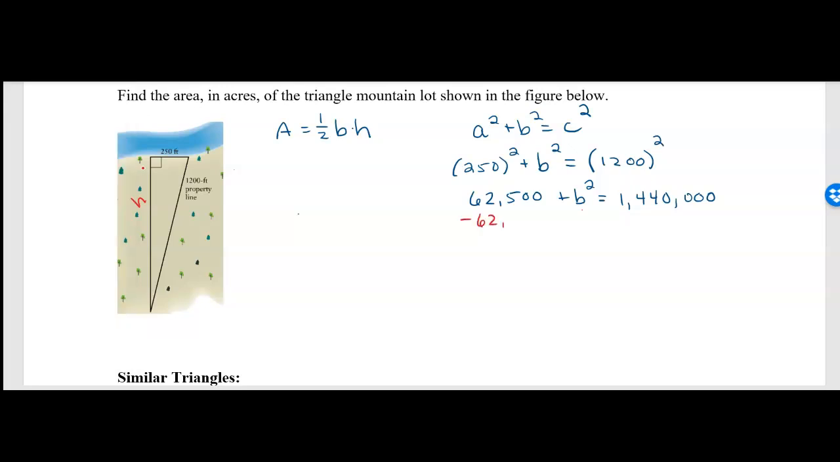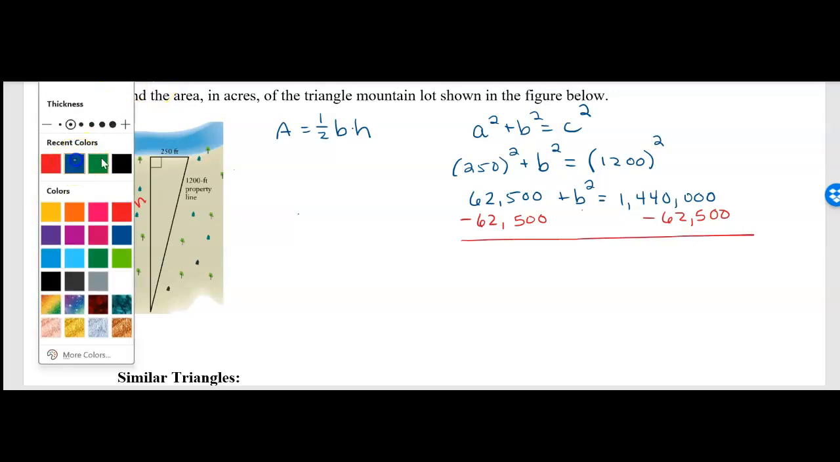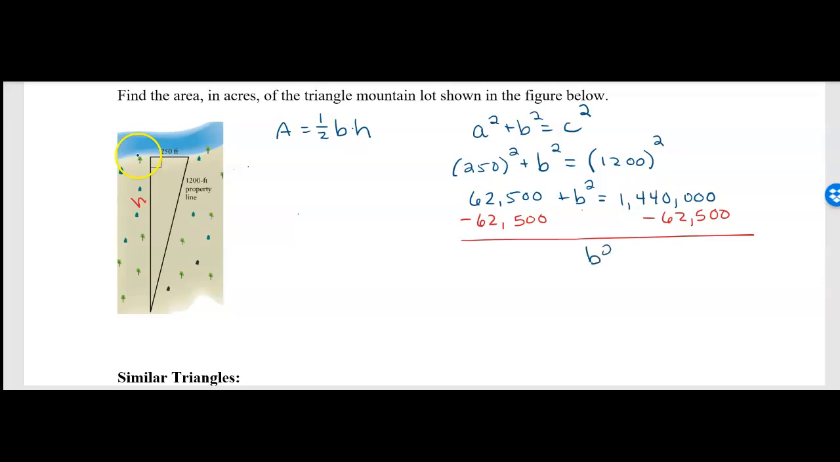We're going to have to bring the 62,500 over. Oops. I did not even give you the right number. 62,500. And you know what? I'm just going to erase that. There we go. Remember, when you bring something over to the other side, we got to do the opposite. So now that I'm subtracting, I'm going to have B squared equals, and now subtract the two numbers, and you should get 1,377,500. That is B squared.